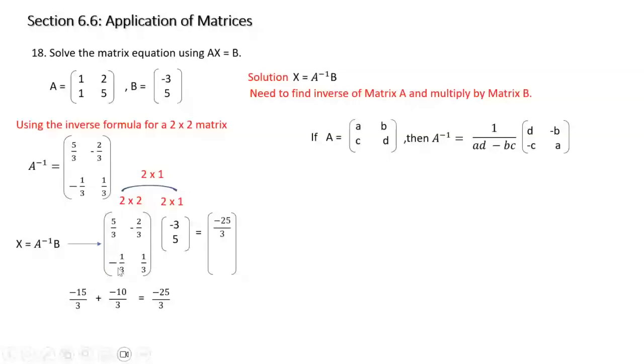Now I'm going to multiply negative 1/3 times negative 3, which gives us 3 over 3, and then plus 1/3 times 5, which gives us 5 over 3. So it's going to give us 8 over 3. So this is my solution.